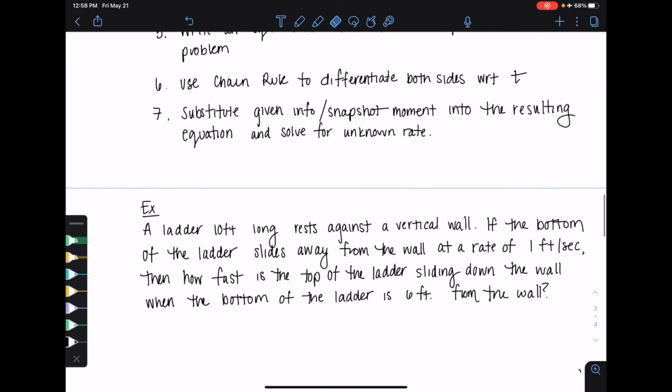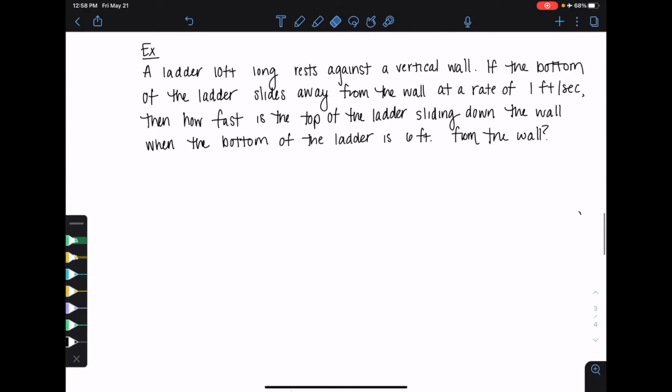So let's try one last example, which is a good one. We've got a ladder 10 feet long that rests along a vertical wall. If the bottom of the ladder slides away from the wall at a rate of 1 foot per second, then how fast is the top of the ladder sliding down the wall when the bottom of the ladder is 6 feet from the wall? So you see lots and lots of information going on.